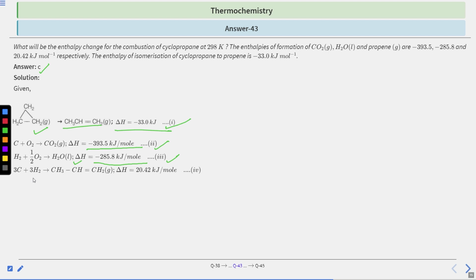And the enthalpy of formation of propene is given. So 3 carbon plus 3 molecules of H2 will give you CH3CH=CH2, that is one molecule of propene. And the enthalpy of formation for the formation of propene is 20.42, which is given in the question, right? Let's suppose this is the fourth reaction. So all these reactions and their enthalpies are given in the question, so we just write them.